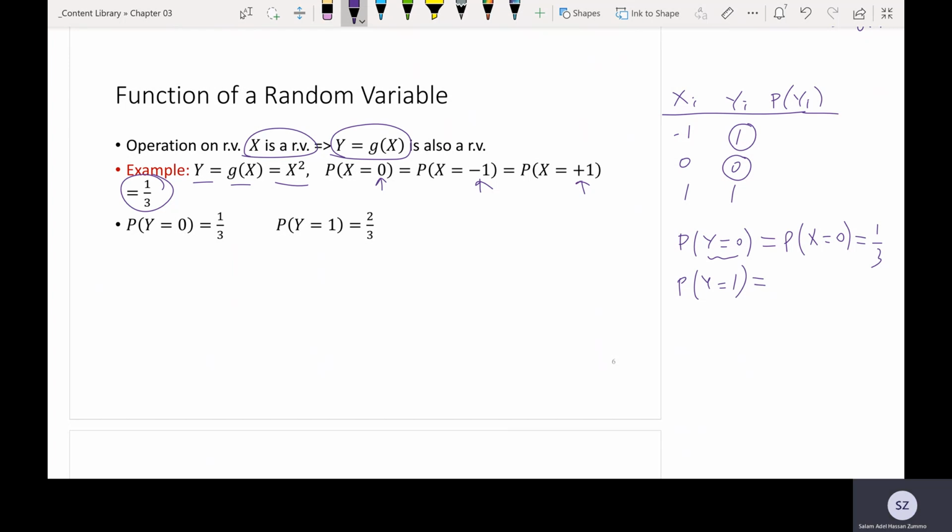Y equals 1 happens in two mutually exclusive events. It's the probability that x equals -1 plus the probability that x equals 1. Why is it plus? Because x cannot be -1 and 1 at the same time. They are mutually exclusive, and because of that, this is 1/3 plus 1/3, which is 2/3.